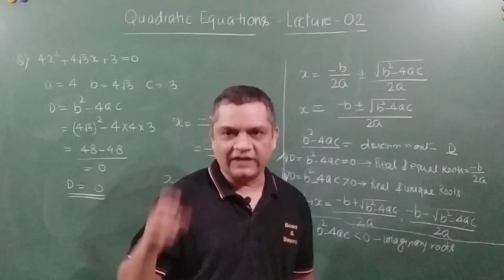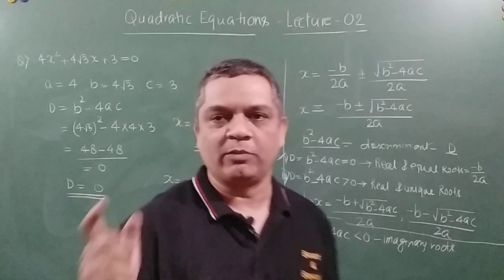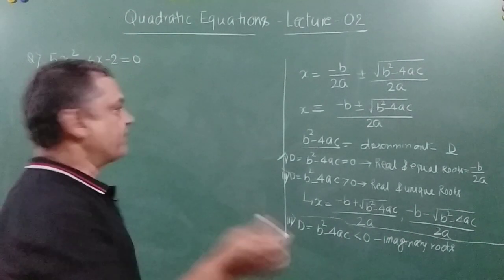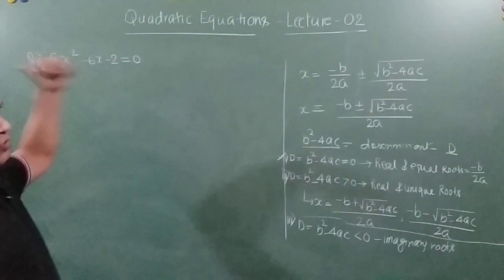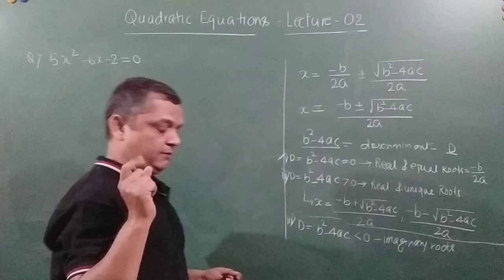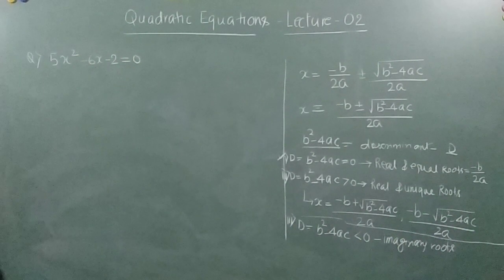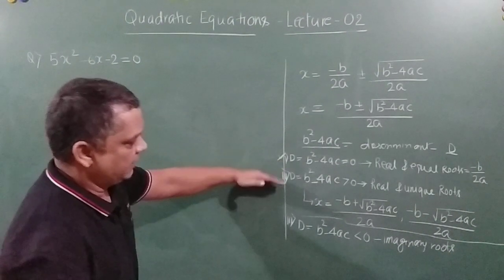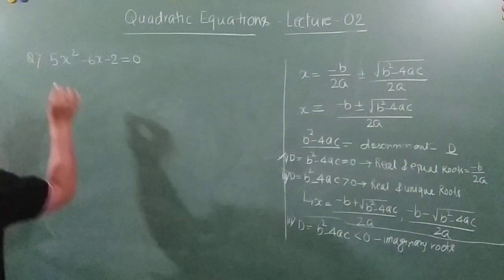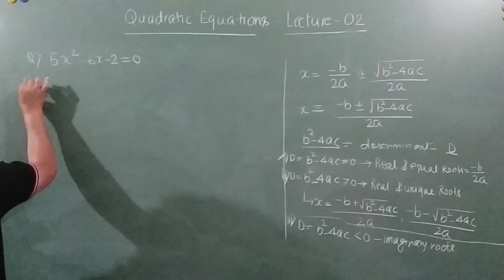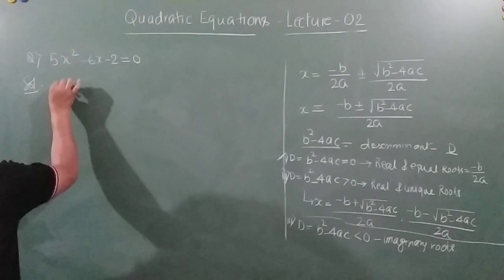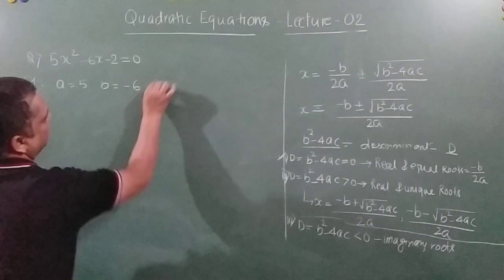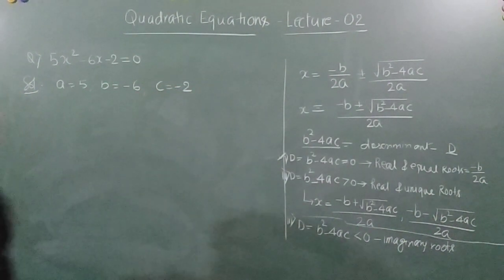Okay. So let's quickly take up one more problem. So friends, I have taken down the same problem which we solved by completing the square. We will try to find the roots by using the quadratic formula here, right? So solution: a is equal to 5, b is equal to minus 6, and c is equal to minus 2, right?